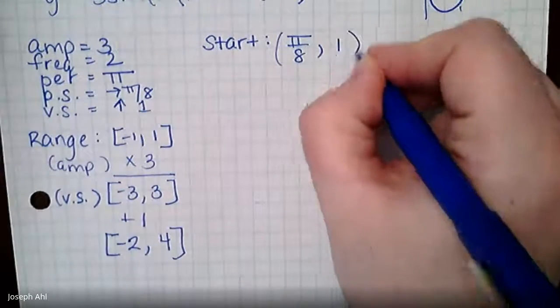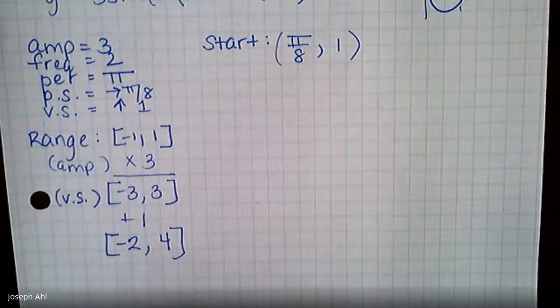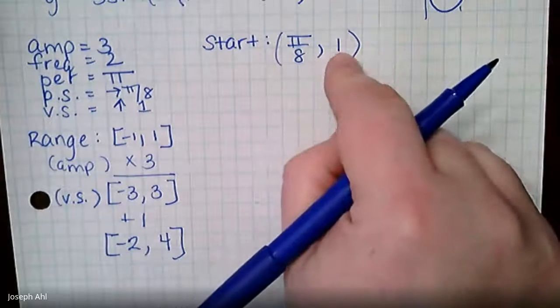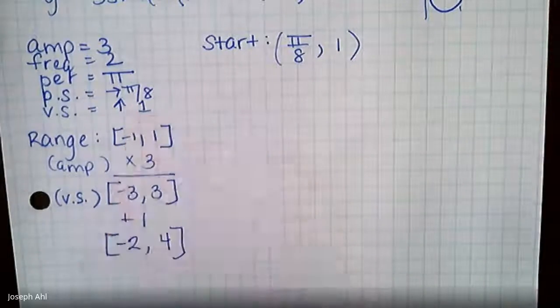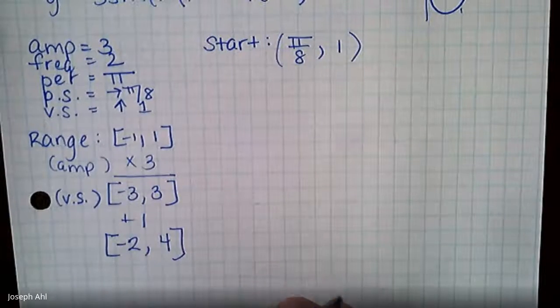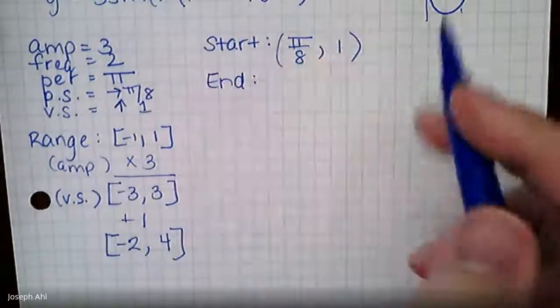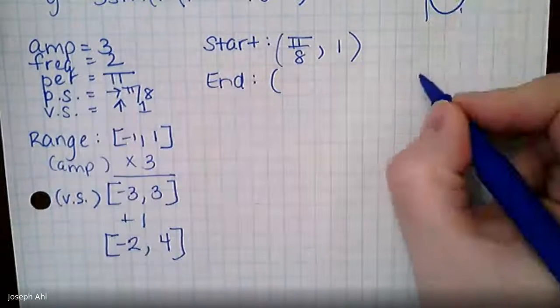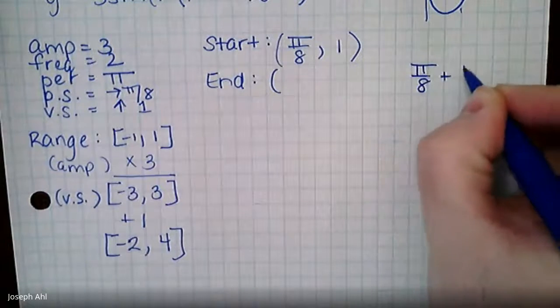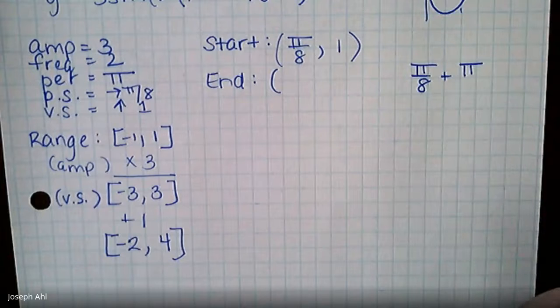The middle of the range here is 1. That's what's midway in between -2 and 4. So that's what I want you to write down here. It is also exactly equal to where that vertical shift is. Let's remind ourselves, how do we get to the end point then? Well, the end point is from the starting location, add on the period. So we're going to take pi/8, and then we're going to add on pi to that.